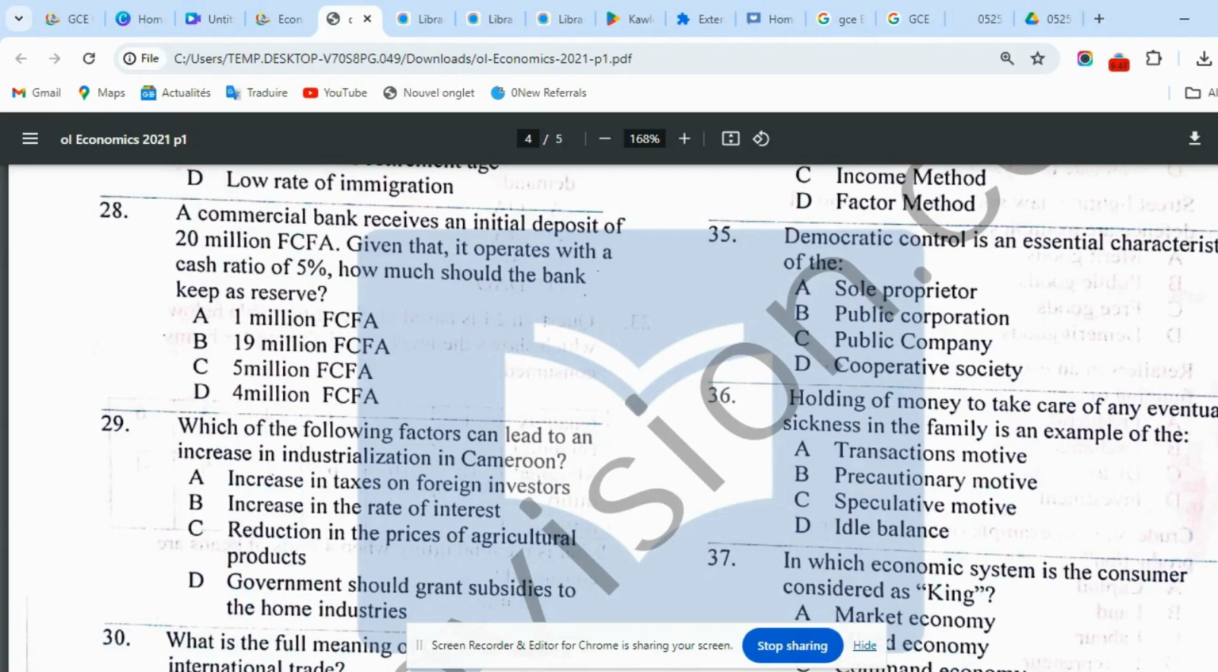Holding of money to take care of any eventual sickness in the family is an example of the... So if somebody is holding money in case there's a sickness in the family, maybe the wife, maybe the child, what is that process called? We have transaction motive, precautionary motive, speculative motive, idle balance. What do you think is the correct answer? The correct answer here is B, which is precautionary motive. They are taking precaution so that if there's a sickness in the family, you'll be able to solve the issue.